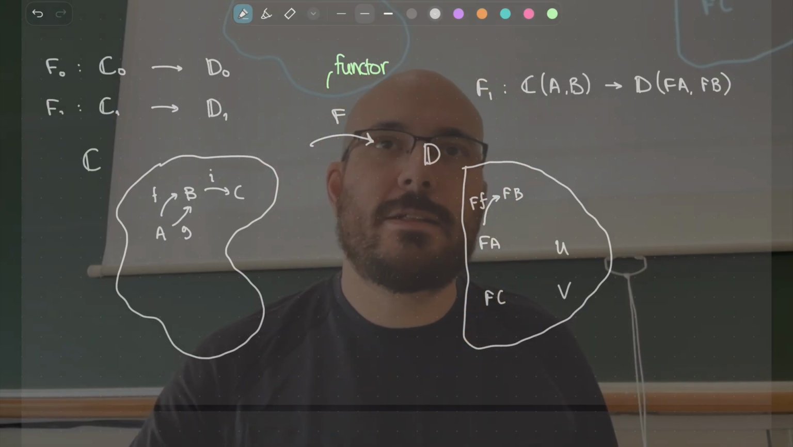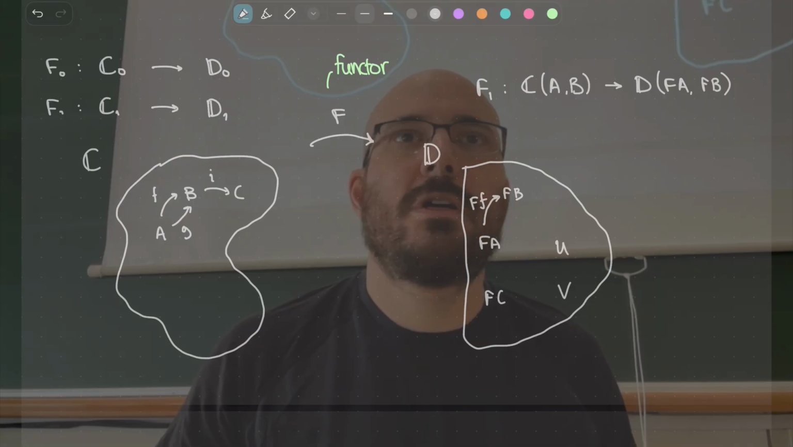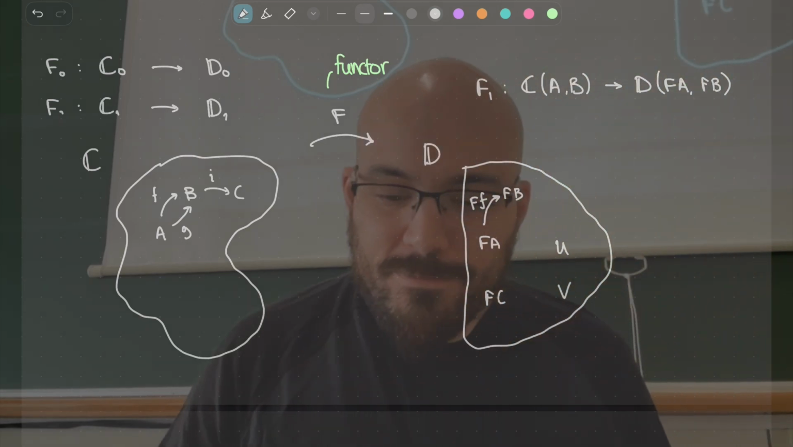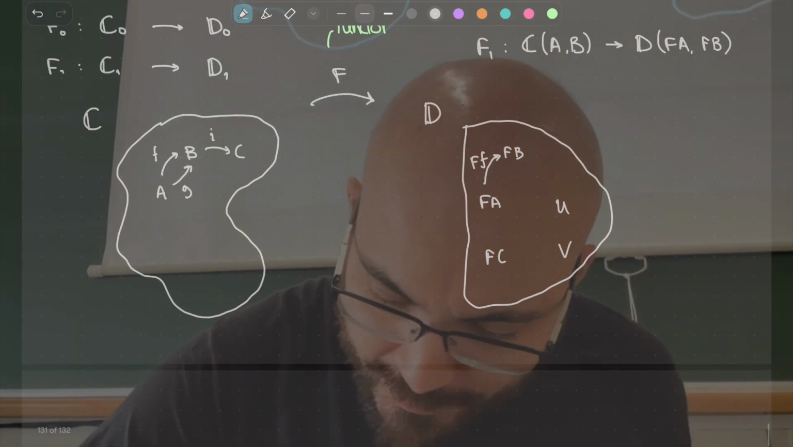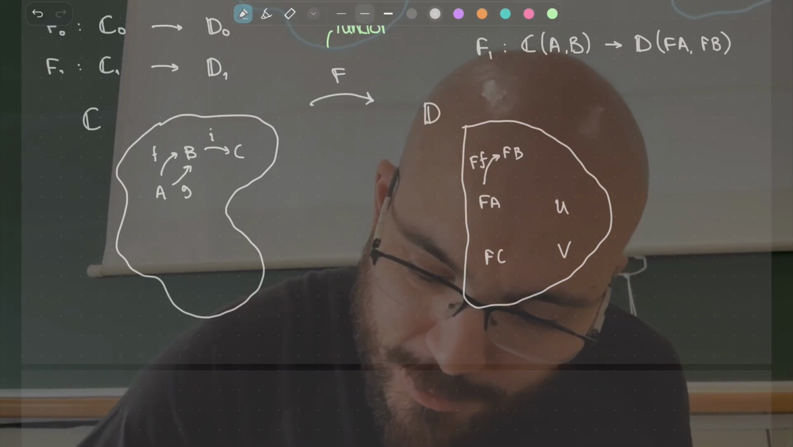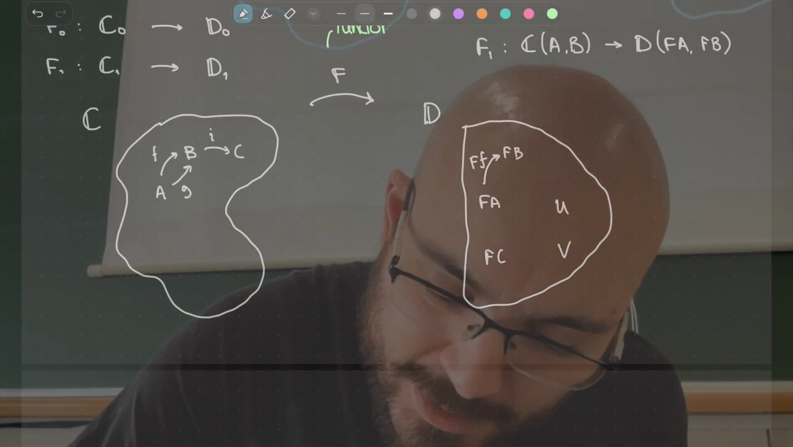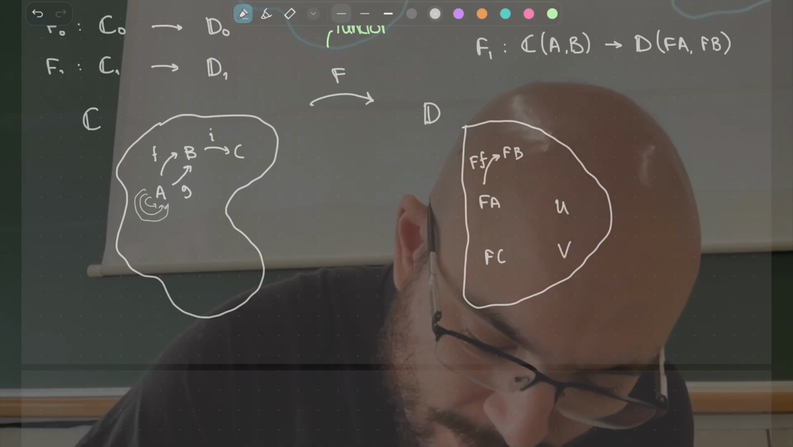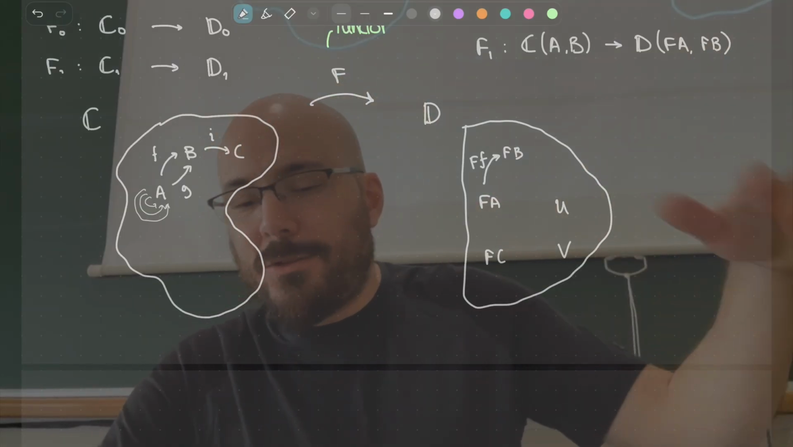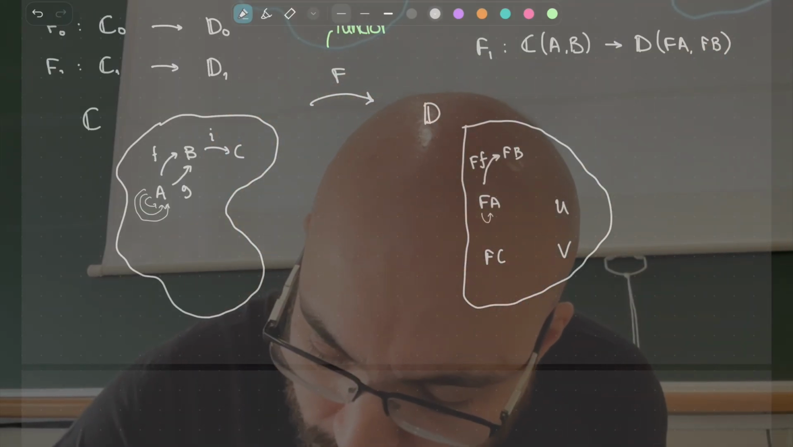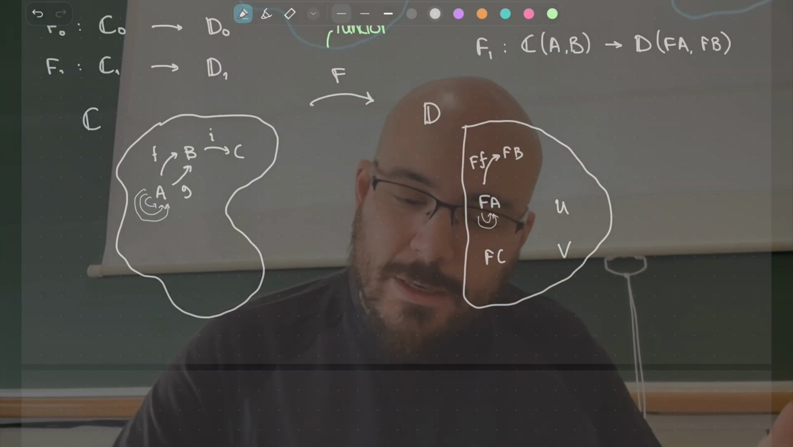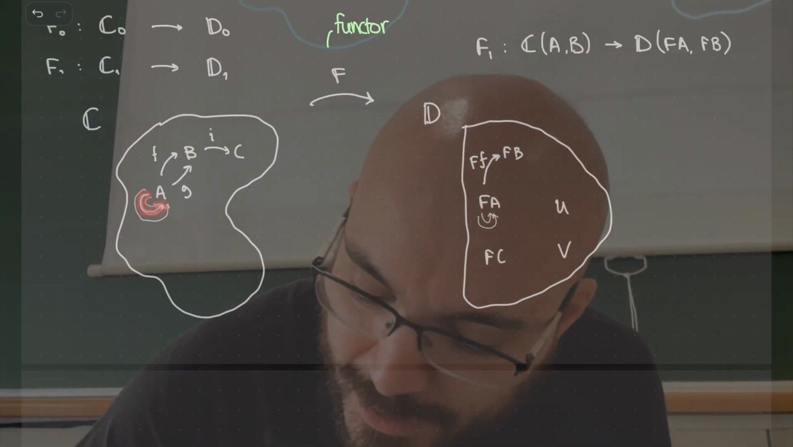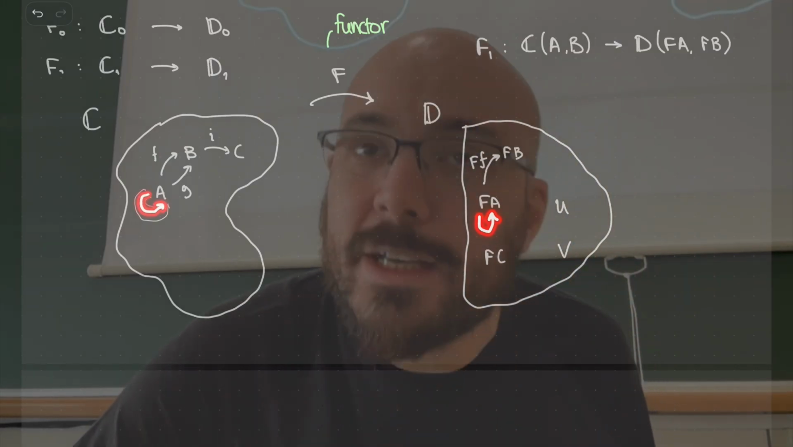What does it mean to respect the identities? Yes? The F of the identity of A should be the identity of F of A. Perfect. So out of all those things, what we have established so far means that if you have a bunch of arrows from A to A, you could map any one to any of the arrows here. But now we need to respect the identities, which means that the identity, you don't have a say on where to map it. It has to be mapped to the identity of F of A.